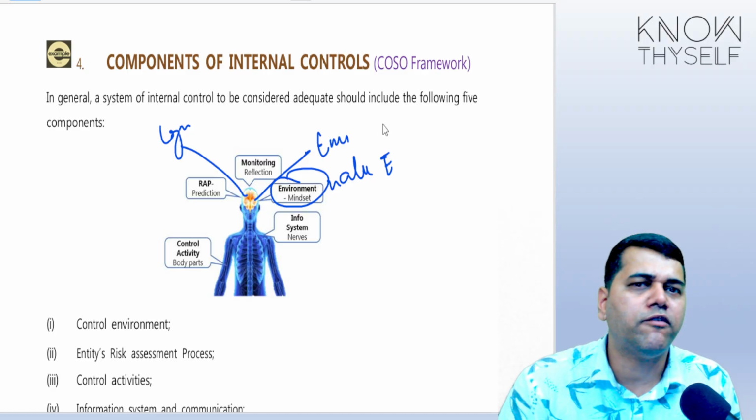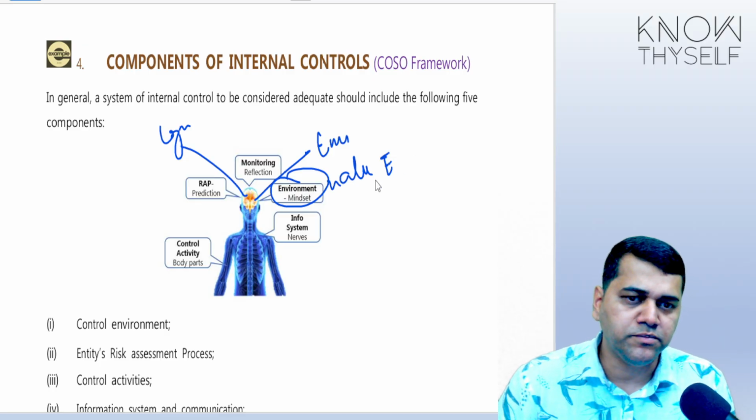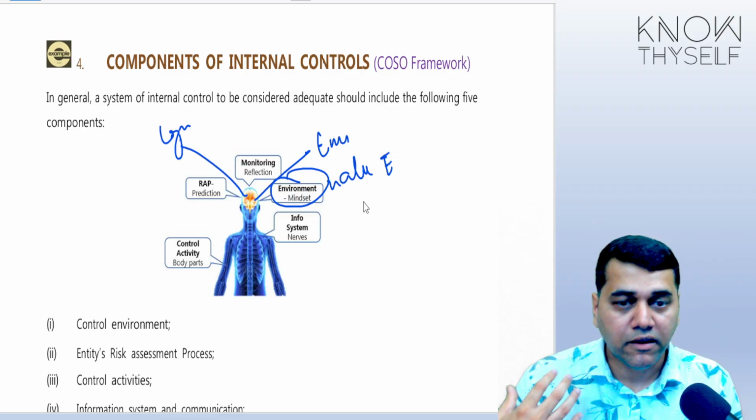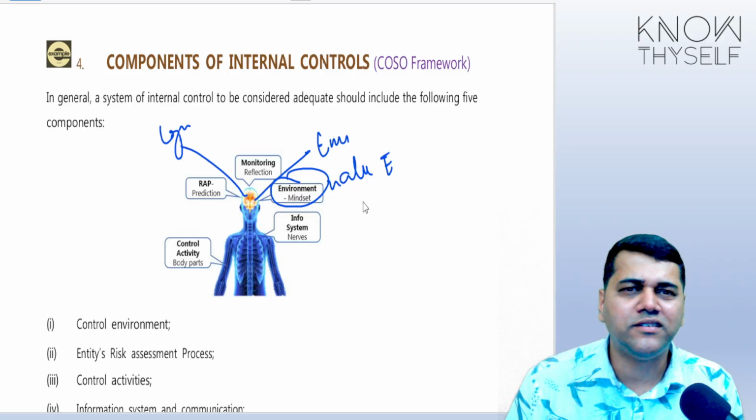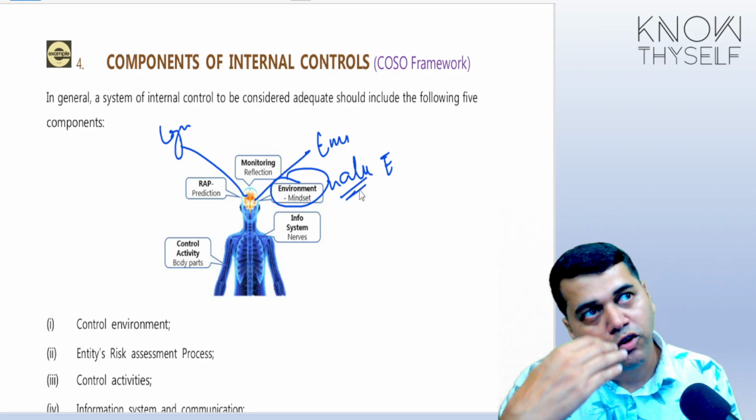See, computers don't have values, ethics, emotions and all. So very first thing comes is our mindset, our seriousness. Computers don't have any concept of seriousness. We have got a concept of seriousness. We have got an ambition.